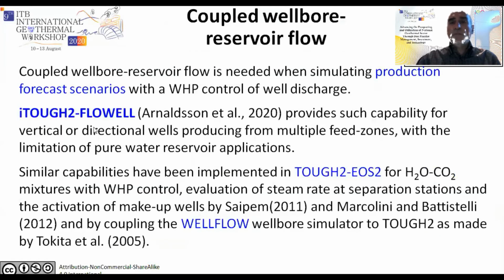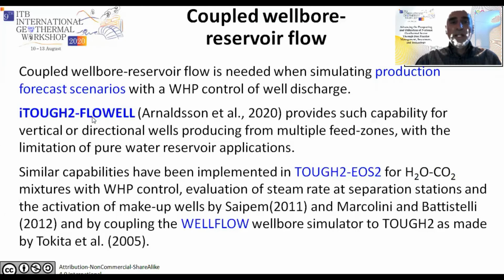But coupled reservoir flow is very useful if we need to simulate production forecast scenarios with a wellhead pressure control of well discharge. So instead of controlling the well production using a well deliverability model with fixed bottomhole pressure, we use a fixed wellhead pressure to control the well discharge.